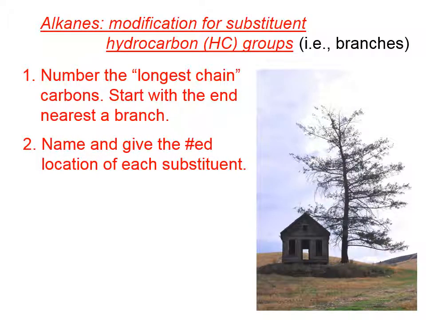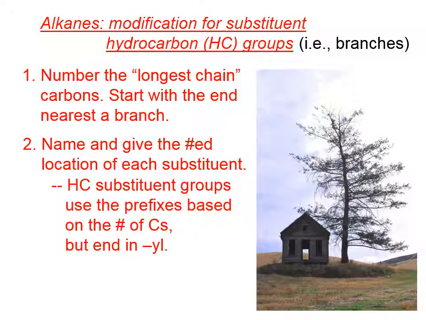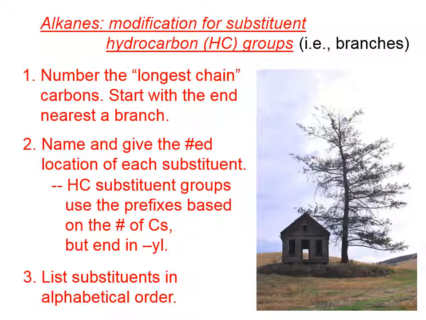Second, we name and give the numbered location of each substituent, and we'll show you how to do this. Hydrocarbon substituent groups use the prefixes based on the number of carbons, but they end in yl. So instead of methane or ethane or propane, it'll be methyl, ethyl, propyl, etc. Again, we'll show you these. And finally, we want to list the substituents in alphabetical order. An ethyl group would come before a methyl group because eth is before meth alphabetically.